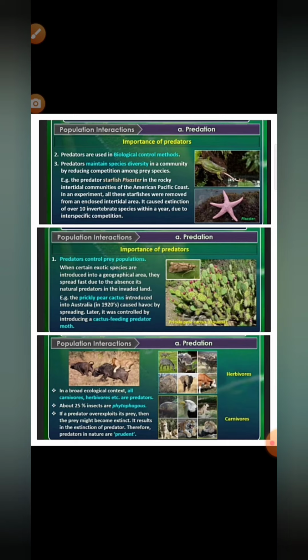When certain exotic species are introduced into a geographical area, what happens? They become invasive and they start spreading fast. Why? Because they invaded the land, and that land does not have their natural predators. And if a predator is too efficient and overexploits its prey, then the prey might become extinct, and following it, the predator also will become extinct. Why? Because it will not get the food, right?